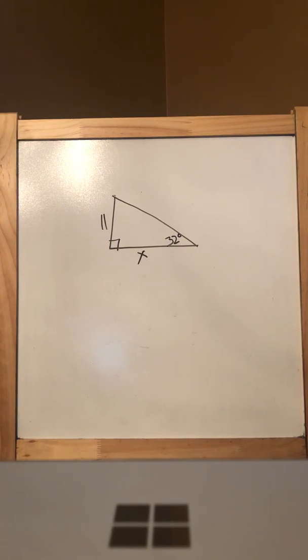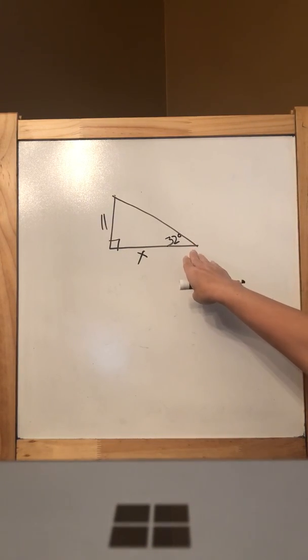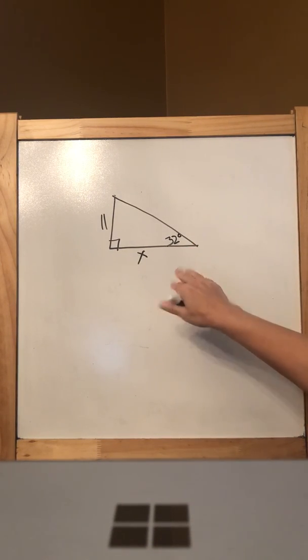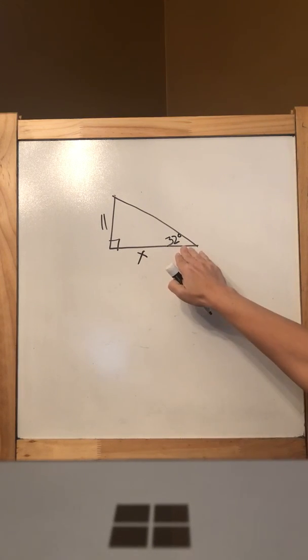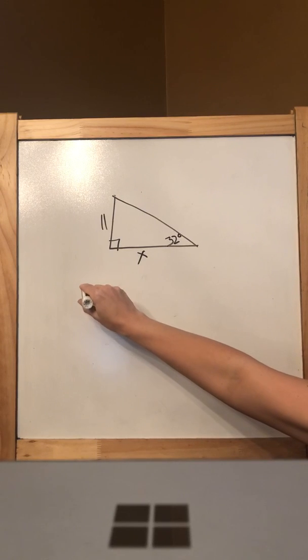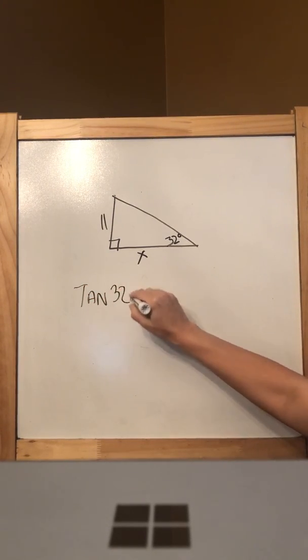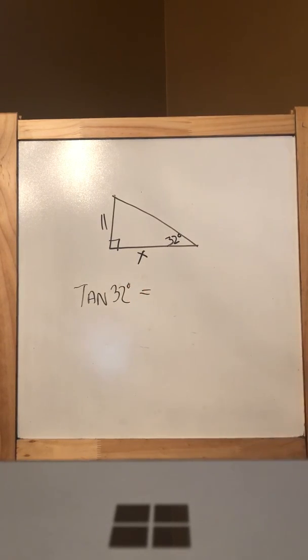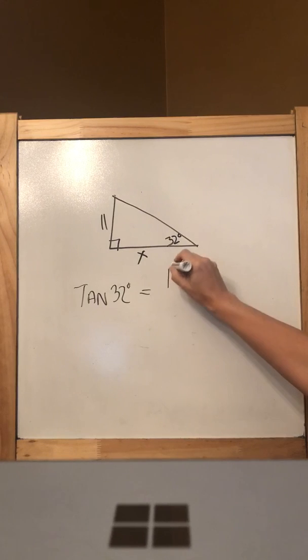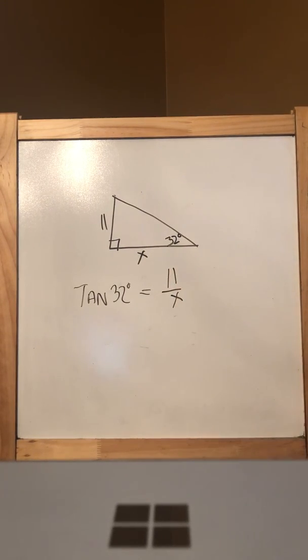So the first thing you're going to do is set up your tangent ratio here. Okay, so now we know what the angle measure is, so we don't need to call it A or B or whatever, because we actually need this angle measure to help us solve for X. So we're going to say the tangent of 32 degrees equals, okay, remember opposite over adjacent. So here's my opposite, 11 over X.